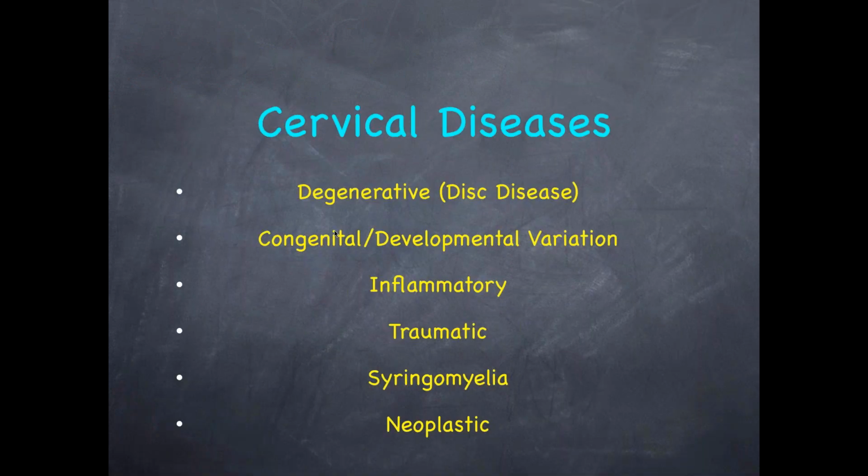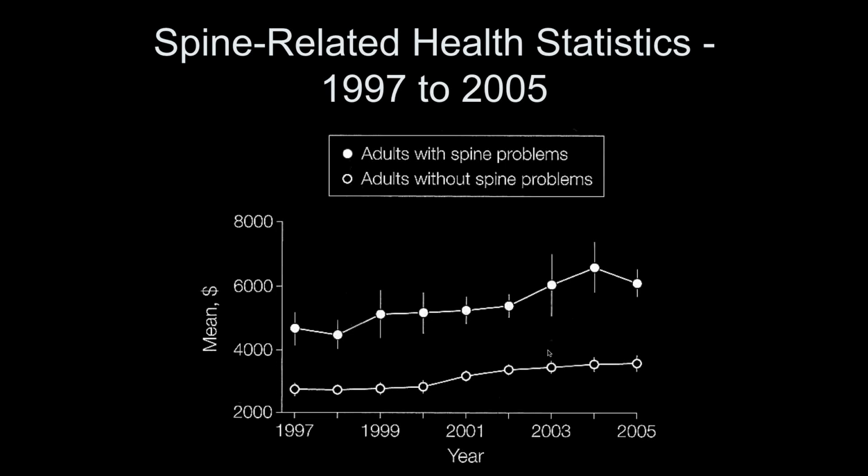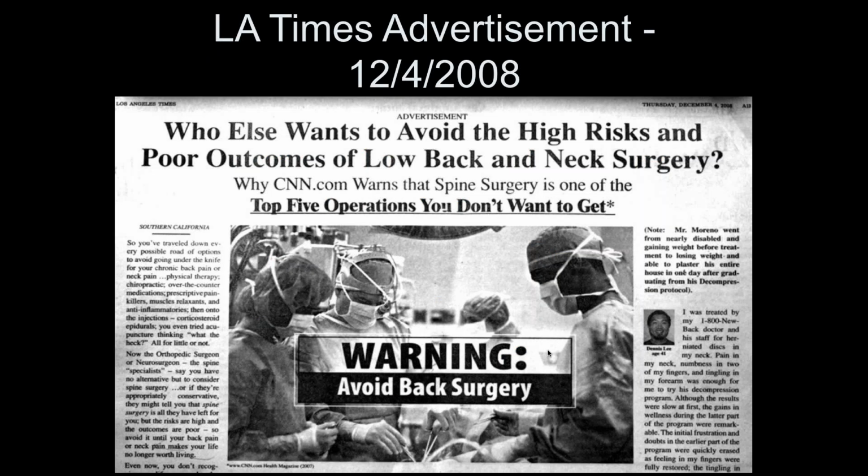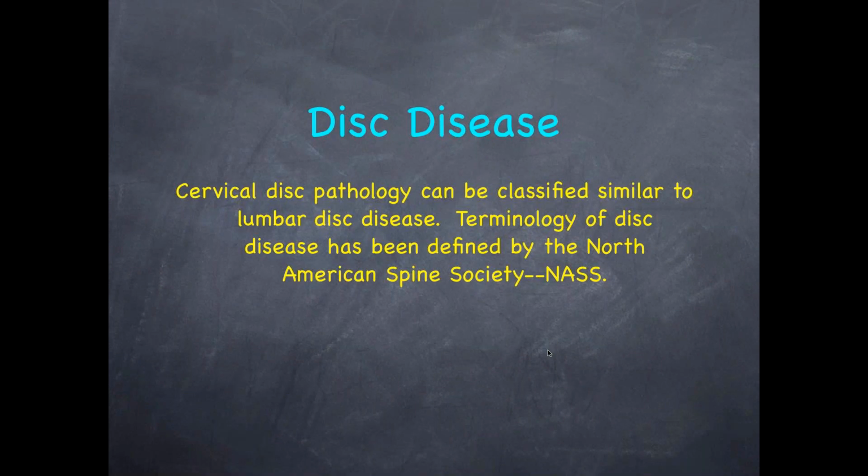So we talked about cervical diseases. We're going to talk about degenerative disease. We've already talked a lot about that in the area of the lumbar spine. And then some congenital developmental inflammation, trauma, syringomyelia. And then I'm not sure this year we'll get to neoplastic disease. We've already talked about the fact that spine problems are common. They're very expensive. And so I won't go back through this again. And we've seen all of those.